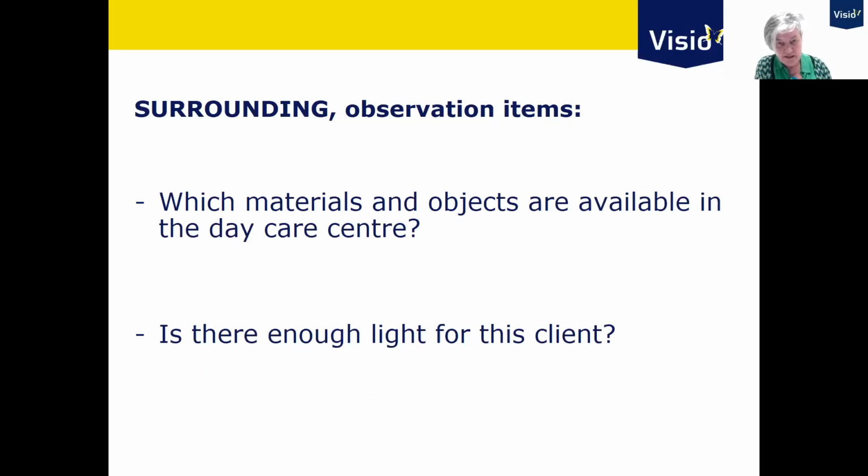The second pillar is the surrounding, and in the observation form, we also want to know about the possibilities of the daily surroundings of Chris. So we need to have information about what kind of materials and objects are available, and what kind of lighting is used, and is this lighting appropriate to Chris's visual impairment? Is there a possibility to use special active learning materials, or is it possible to make a specially decorated corner in the group?